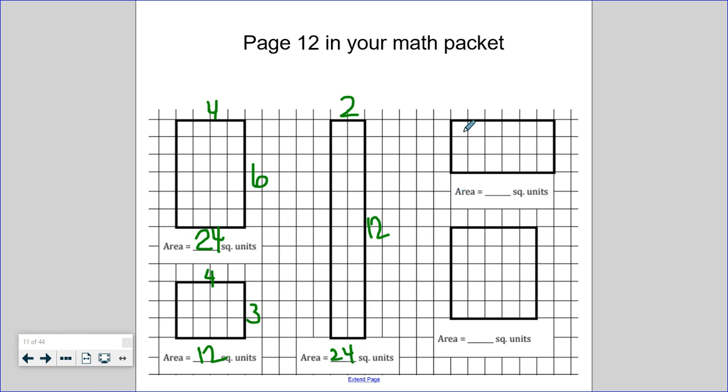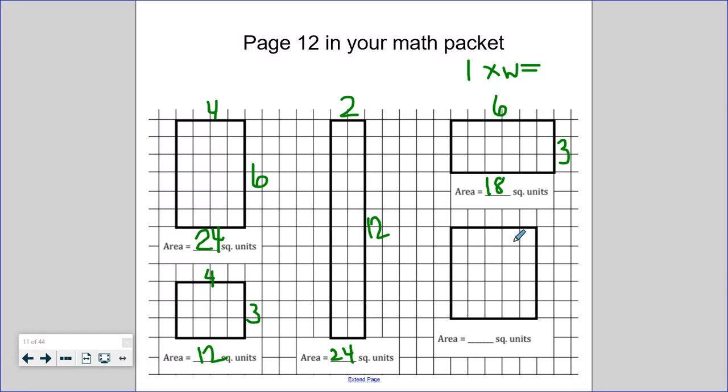We got 2 more. Let's start with this one here. 1, 2, 3, 4, 5, 6. It has a length of 6. 1, 2, 3. It has a width of 3. How do we find the area? Length times width. 6 times 3 is 18 square units. Excellent. All right, last one that we're going to do together.